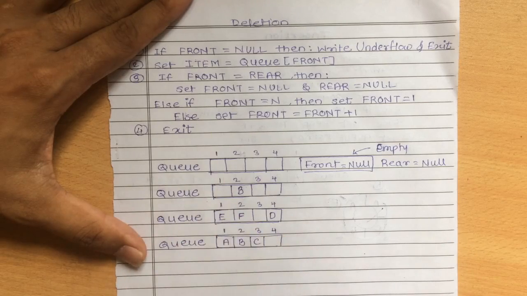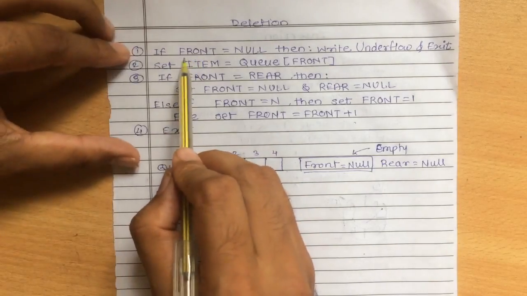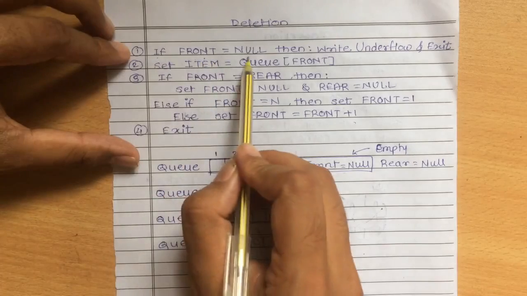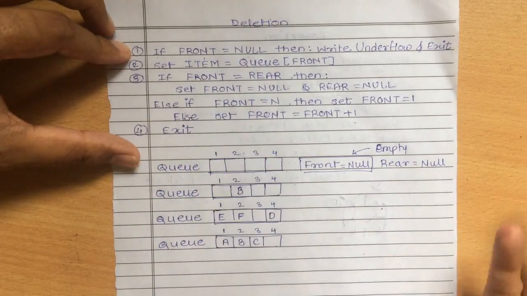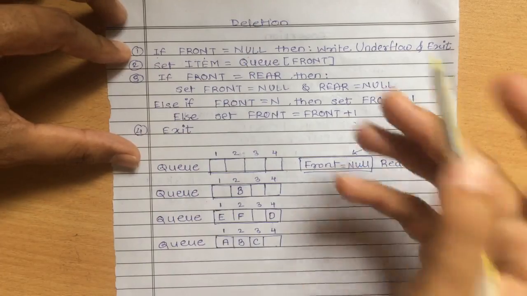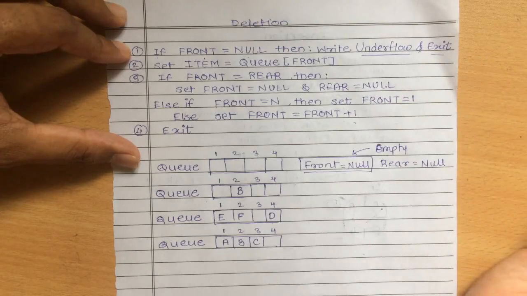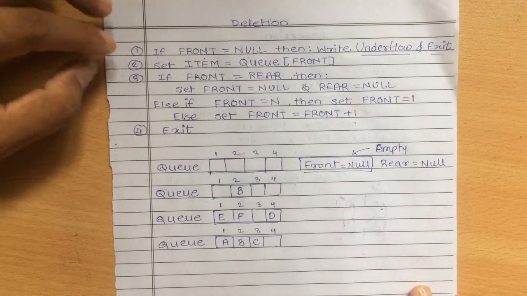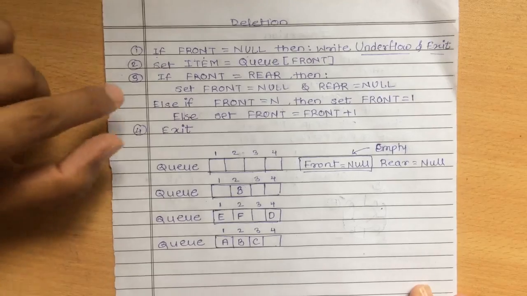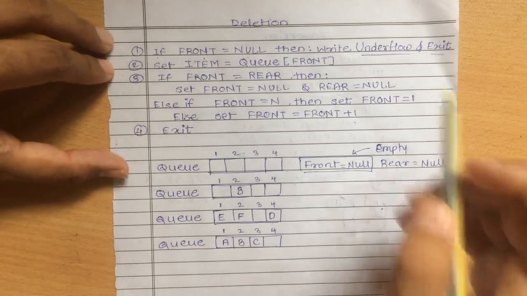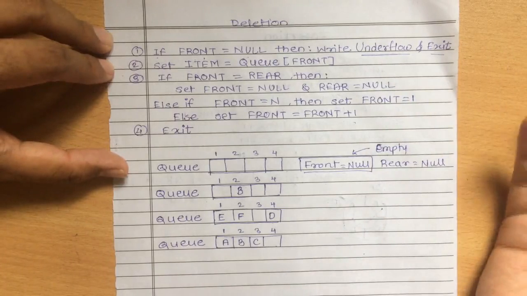As the queue is empty, we cannot remove an element from the queue. So this is the first check while deleting an element: whether an element is present in the queue or not. This is the condition to check that. If front is equal to null, our queue is empty, and we cannot remove an element. So we simply write underflow and exit from the algorithm.